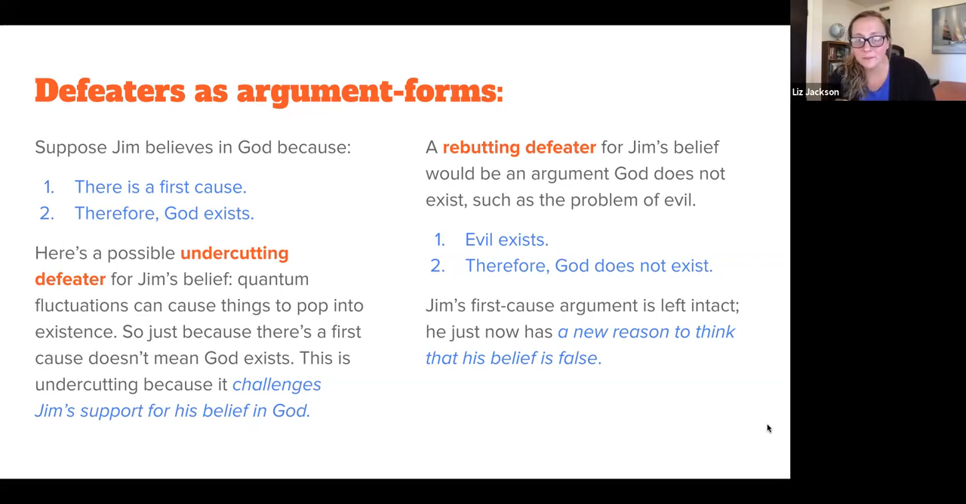A rebutting defeater for Jem's belief in God would be an argument that God does not exist, such as the problem of evil. We already talked about this example. Evil exists. If evil exists, then God doesn't exist. Therefore, God doesn't exist. So notice, if Jem learns about this argument, his original basis for his belief in God is left intact. No one is challenging the first cause argument. He's just getting a new reason, additional evidence to think that God does not exist. So undercutting defeaters challenge your current basis for something you believe. Rebutting defeaters leave that relationship intact and instead just give you additional evidence that your belief is false.